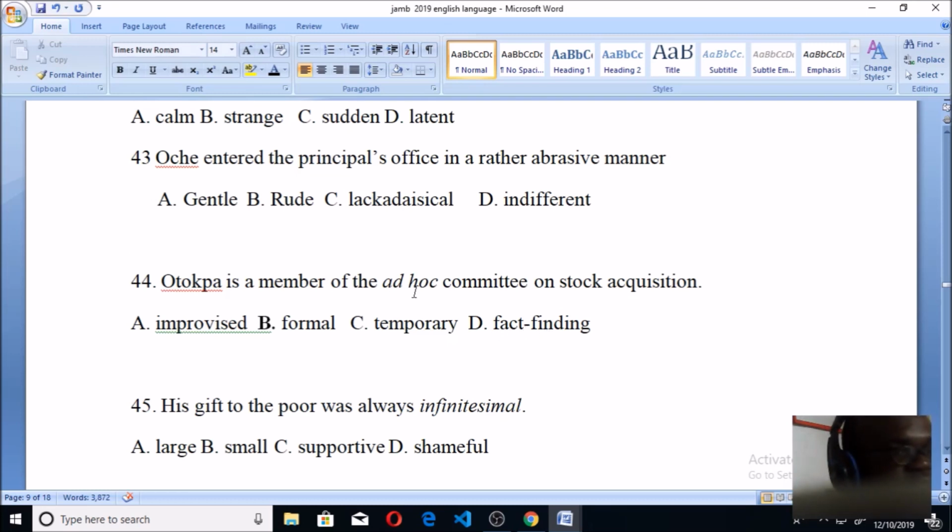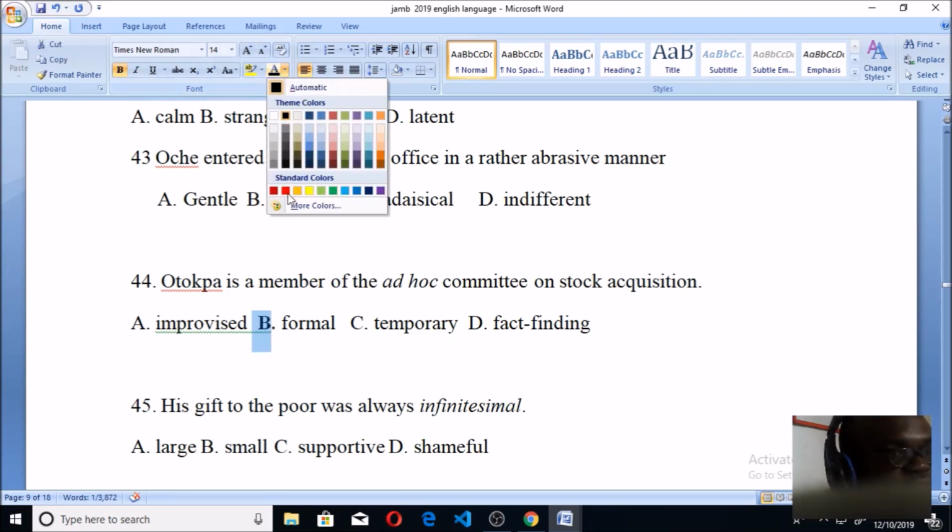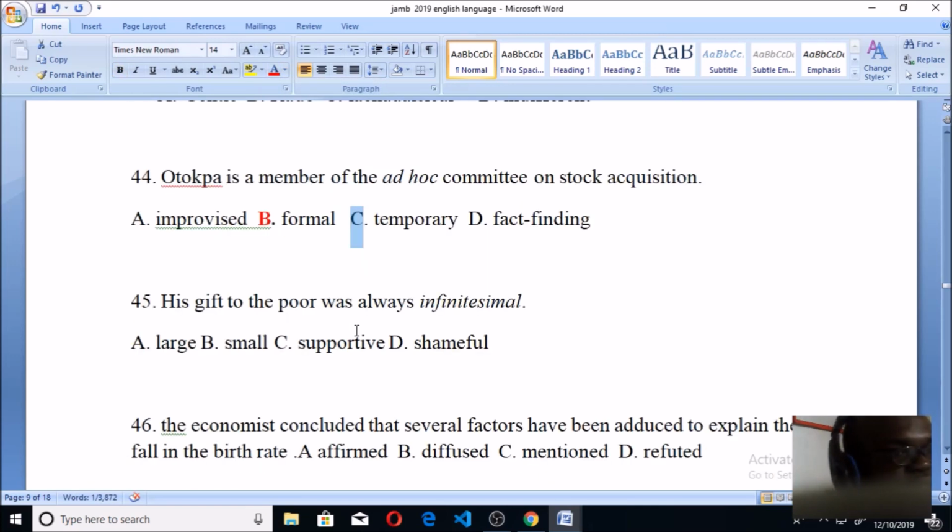So you can see ad hoc could be likened to improvised or temporary because it's for a short while. But formal is something that is well established. So we can simply say that formal is the right option. And so I'm going to color it red. Now let's look at the second question.